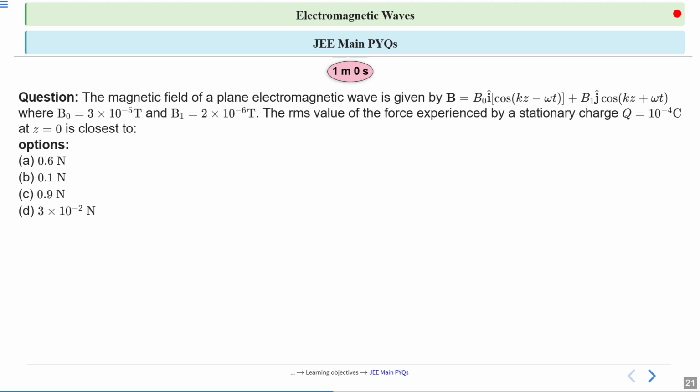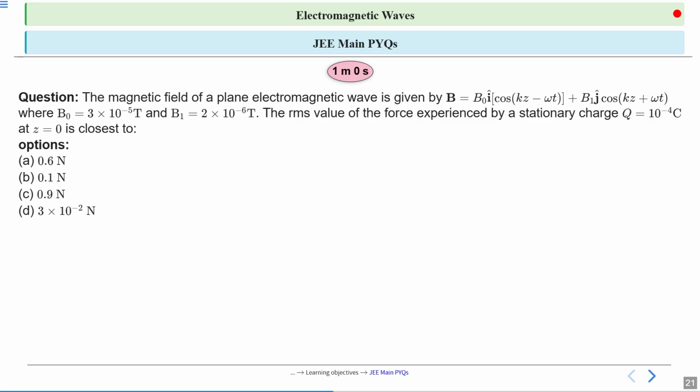So we can write it like this also. Where B naught is equal to 3 into 10 to the power minus 5 Tesla and B1 is equal to 2 into 10 to the power minus 6 Tesla. The RMS value of force experienced by a stationary charge Q equal to 10 to the power minus 4 Coulomb at z equal to 0 is closest to.